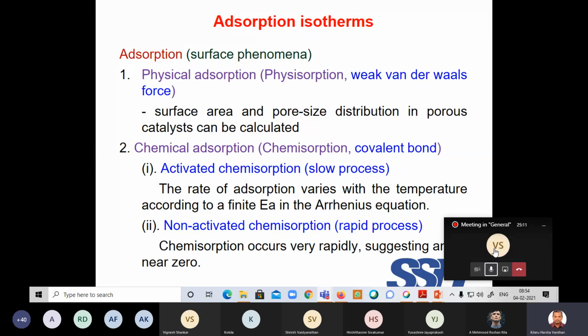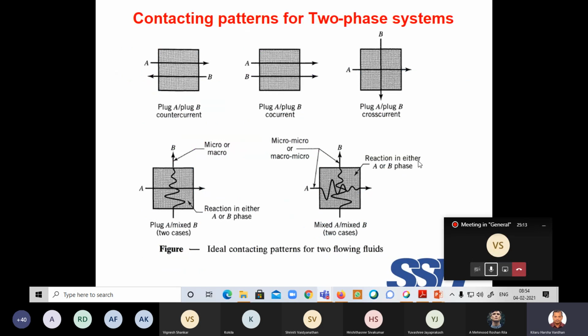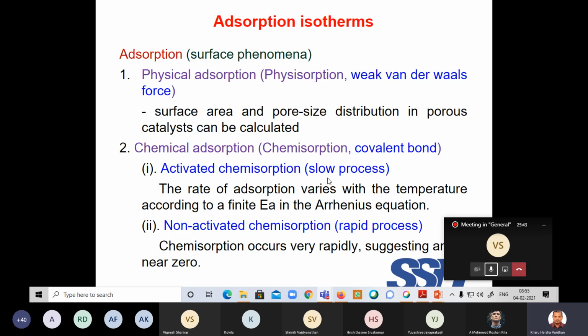Yeah, sorry. We'll continue. We are discussing two-phase contacting patterns. When there are two reactants, they can both go as plug flow, co-current, counter current or cross current, or one can be mixed and the other plug flow, or both can be mixed flow. Let us go ahead with the next one, that is adsorption isotherms.